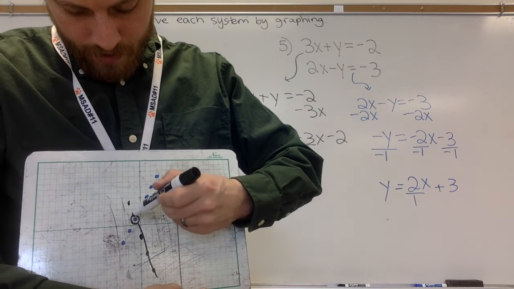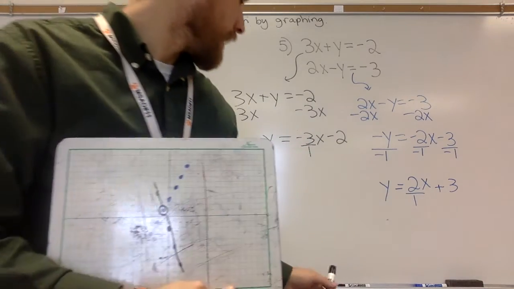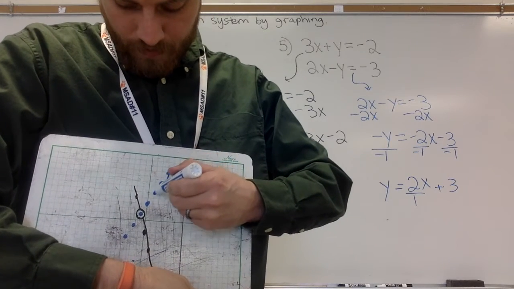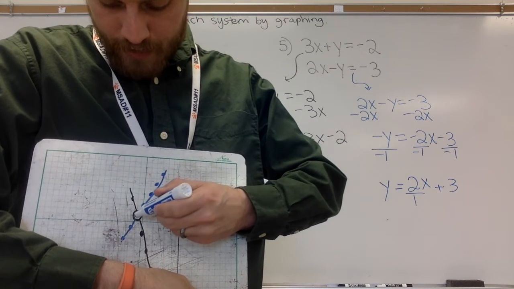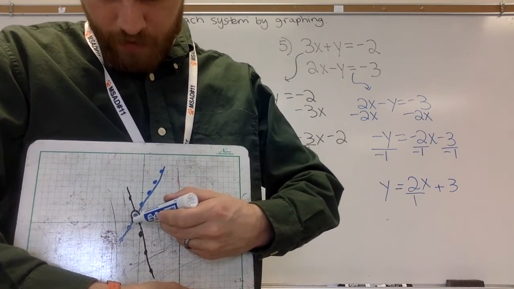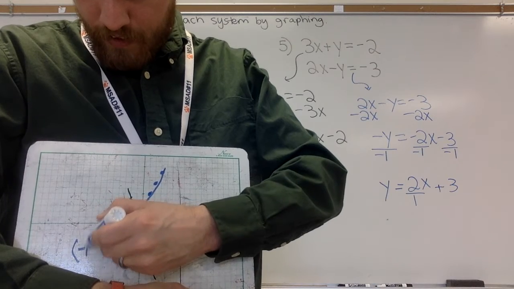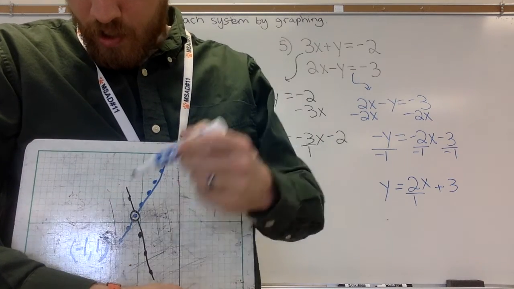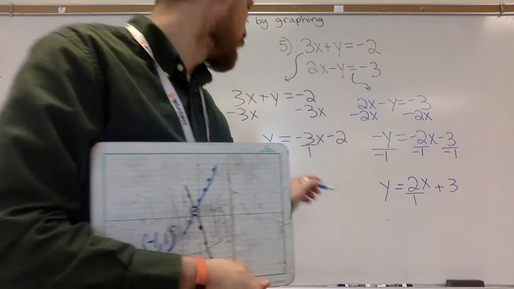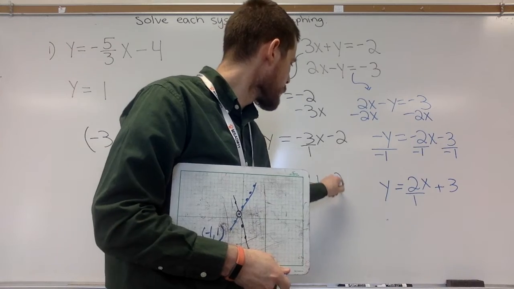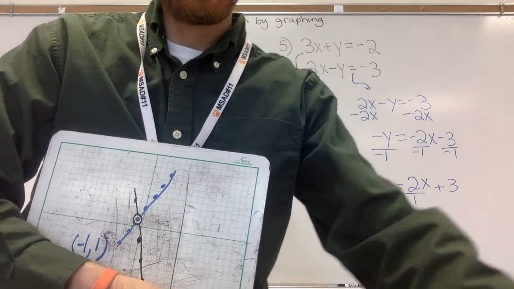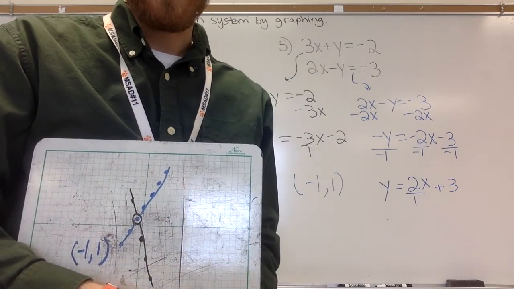So I've got this line, and I have my other line. But they're both intersecting at this particular point. That particular point is left 1, up 1 from the center. So I know the solution to my system is -1, 1. And that's how you graph a system of equations to get a solution. Wherever it intersects, that's the answer.